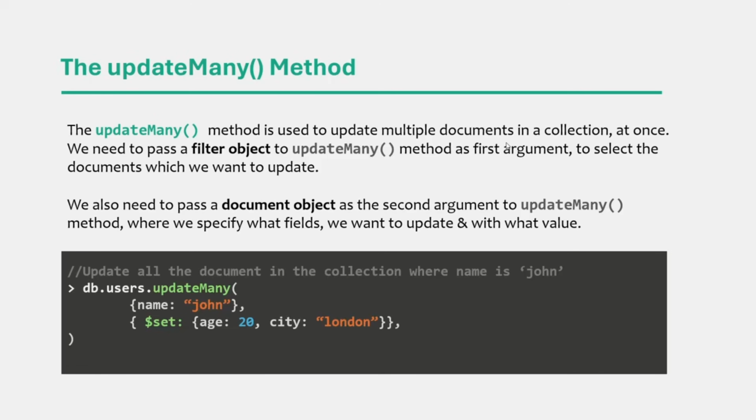So this is all from this lecture. In this lecture, I wanted to show you the different ways in which you can update an existing document in a collection in MongoDB. For that, we learned about the updateOne method, updateMany method, and replaceOne method.